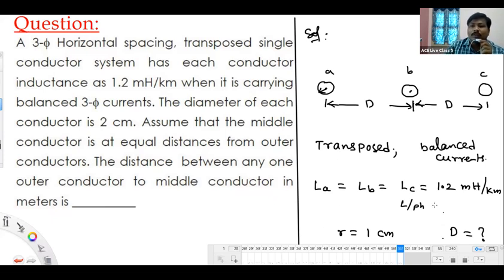Listen. Now, L per phase is already given. You know the formula, right? What is the formula for L per phase? 0.2 ln of GMD by GMR, that we have to take. What is GMR? R dash, 0.7788 multiplied with the radius. What is GMD? It's already transposed, so it is the cube root of D into D into 2D. That we will solve and calculate the value of capital D. Very simple question.